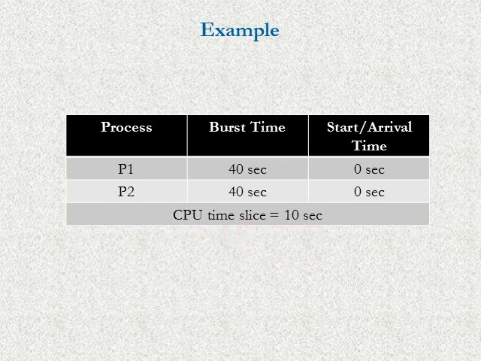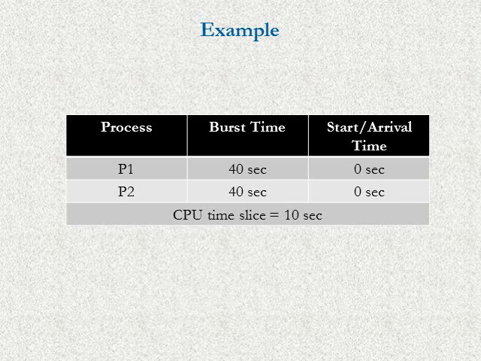Now, this time slice is another important concept, which means that after these 10 seconds, the CPU will generate an interrupt to signal the process which is in the running state, take it out from the CPU and put it in the ready state, and take some other process that is waiting in the ready state into the CPU. And in this way, turn by turn, both of these processes complete their execution.